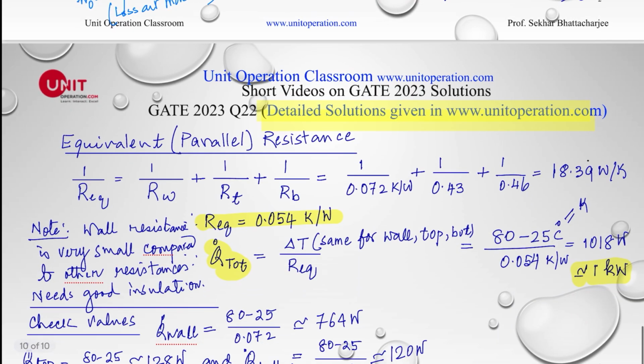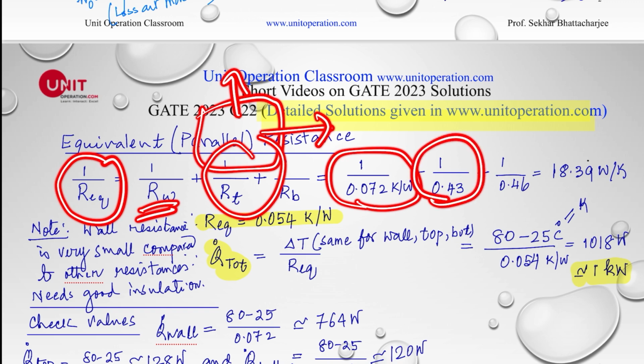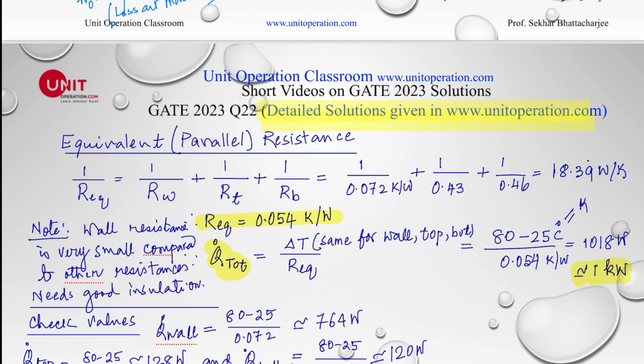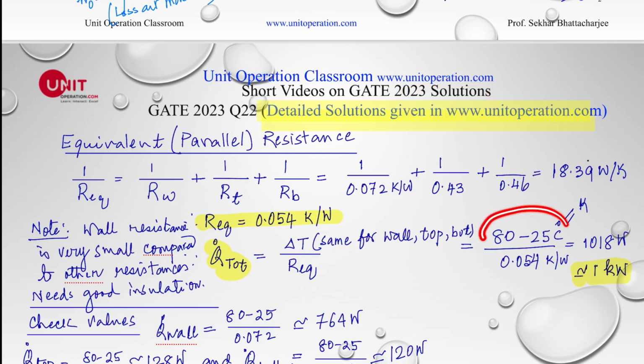So what is the overall resistance? The overall resistance is due to what is going out from here, which is this one right here, what is going out from the top, which is this one, and what is going out from the bottom. So these are in parallel. So we get R equivalent is 0.054. Just like the electrical circuit, this R equivalent will be lower than any one of those. So the Q total would be the total delta T, which of course is the same: inside 80, and this is 25, whether top or side or the bottom. So this is the total delta T, and this is the equivalent resistance here. So the total heat loss would be equal to around 1 kilowatt, just like the electrical circuit.